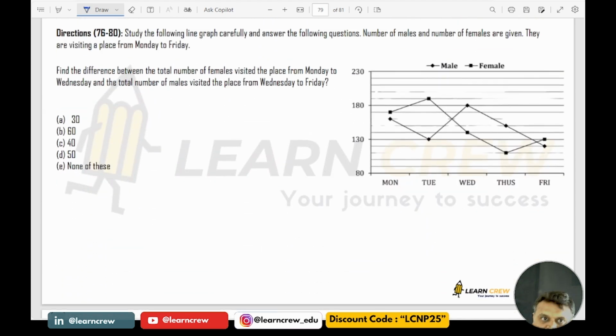Find the difference between total number of females visited from Monday to Wednesday. From Monday to Wednesday. How much is it? 170 plus 190 plus 140. 360 plus 140, 500. And total number of males visited from Wednesday to Friday. Wednesday to Friday, males how much? 180, 150 and 120. So how much are you going to get? 450. So what is the difference here? 50. So answer is 50.